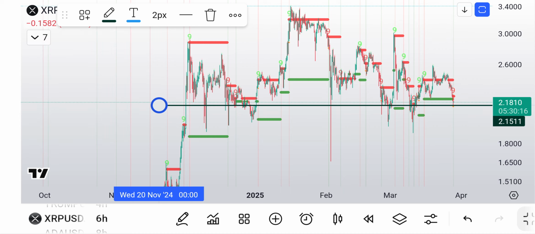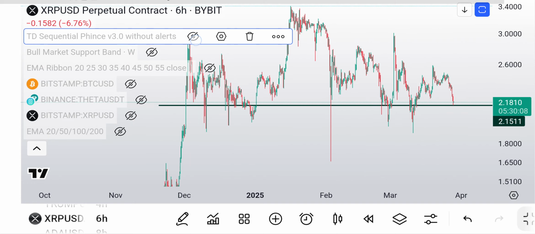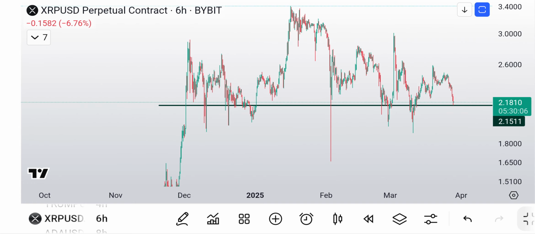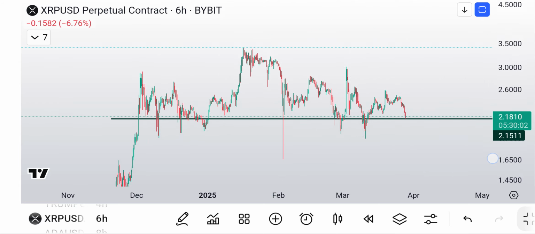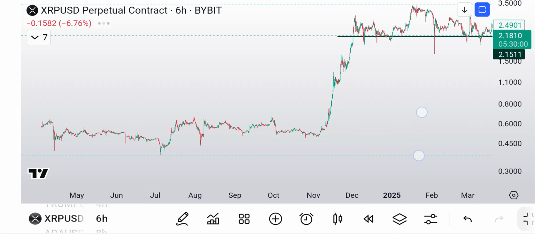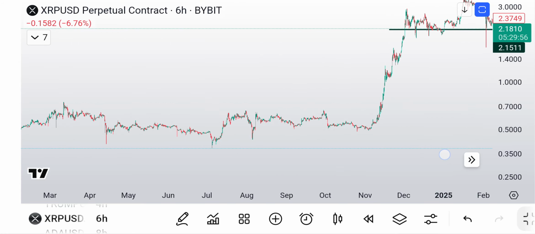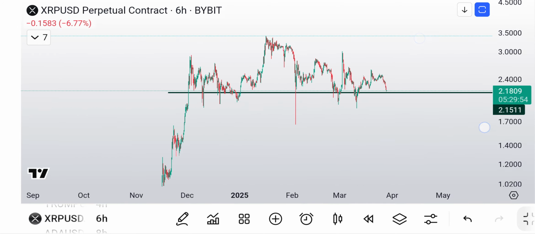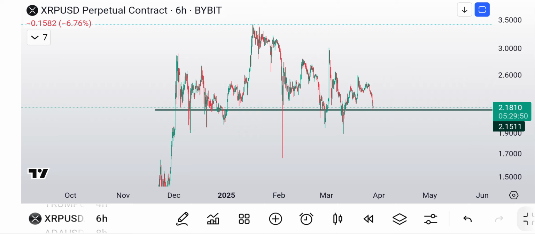XRP, this is the longest time XRP has ever been above $1, let alone $2. So it's trying to get used to its new living situation, right? XRP used to live down here for the longest time, right? Now it's living a lot better, but it's getting used to this new price.